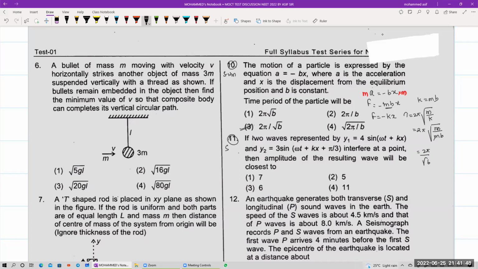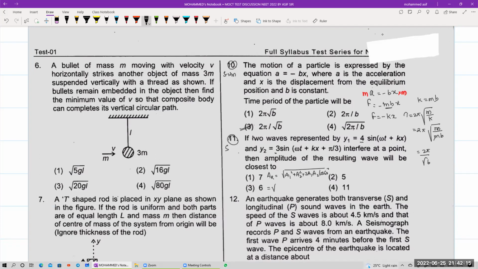Both of them are in sine convention, better. So the amplitude of this one is 4, the amplitude of this one is nothing but 3. What is the phase difference? Pi by 3. So directly, what is the resultant formula? A resultant will be equal to the square root of A1 square plus A2 square plus 2 times A1 A2 cos theta. Theta is equal to 60 degrees, pi by 3.